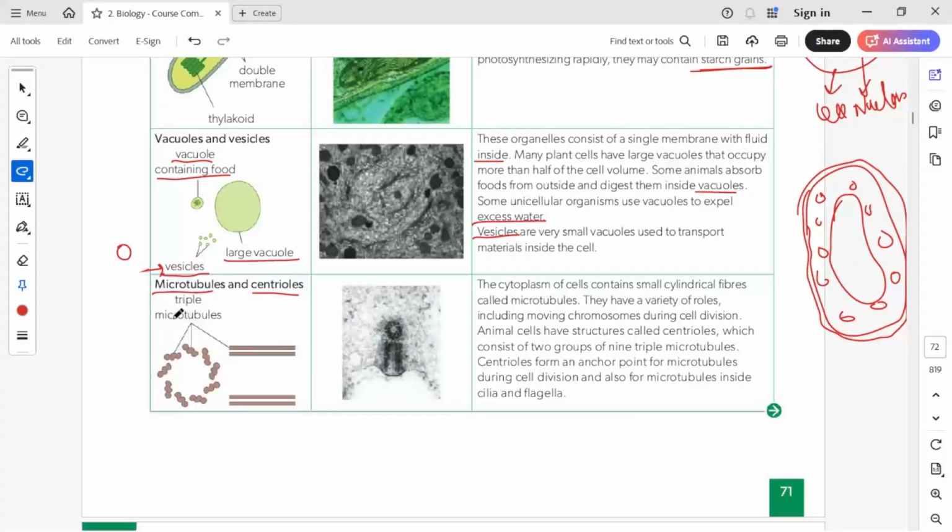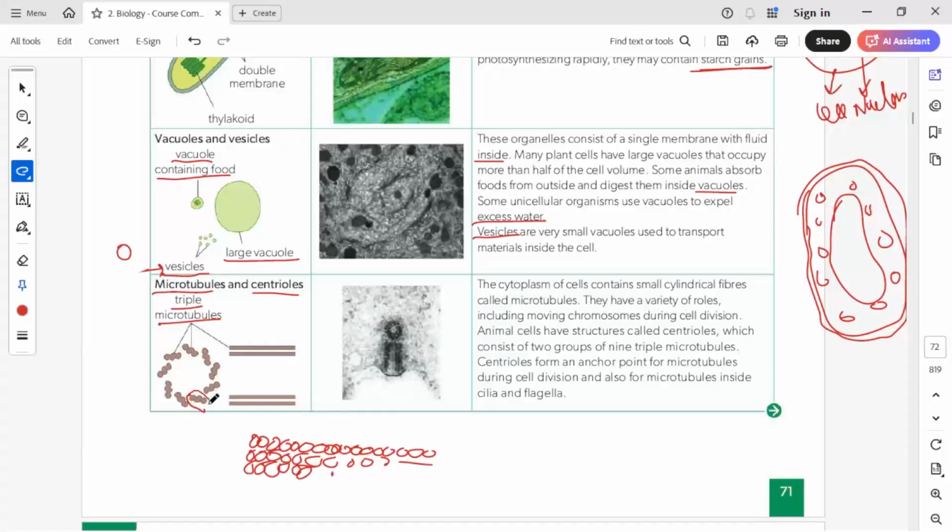So microtubules and centrioles. So microtubules are basically triple microtubules. That means if we are talking about a microtubule, it is made up of the protein tubulin. So one microtubule structure is like this. A lot of tubulins will form one microtubule. So if we want to see a triple microtubule, three such strands will come together. Okay, so this will form this one thing.